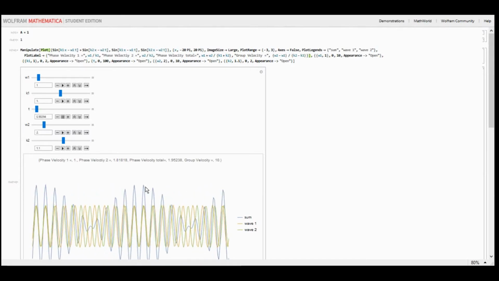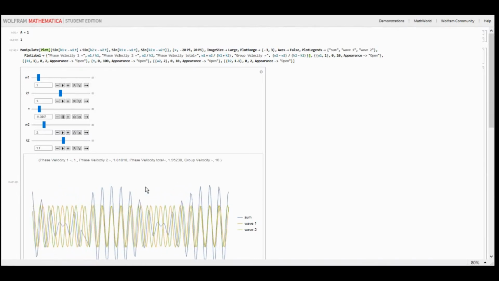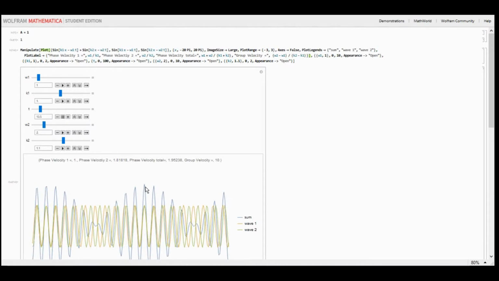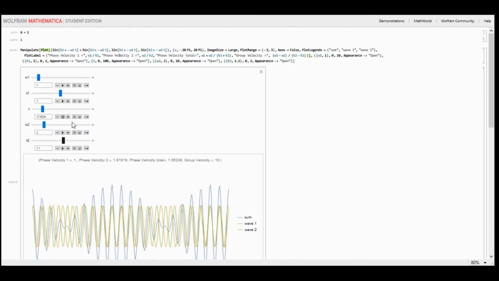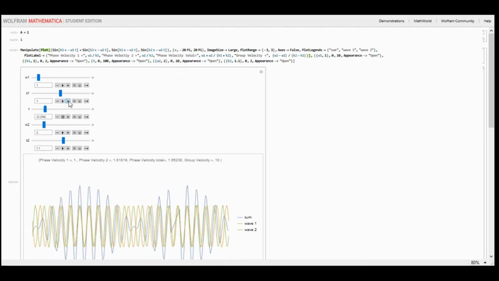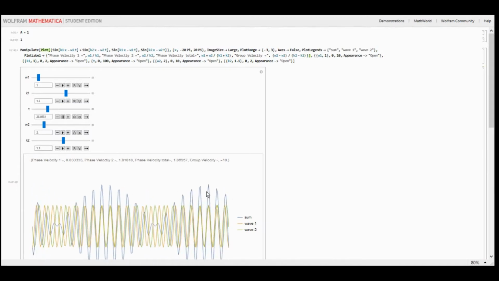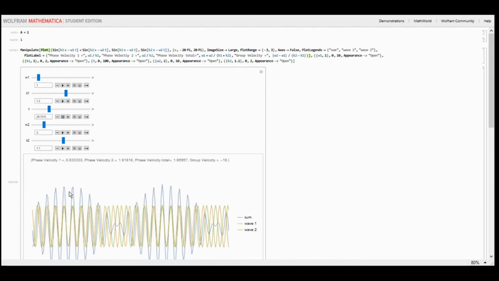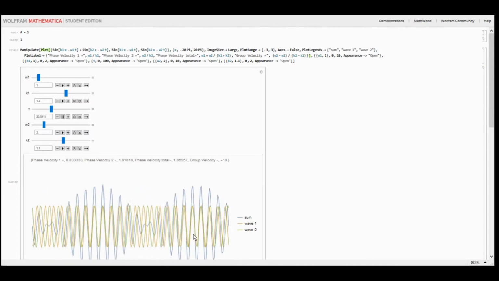Since the group velocity can be bigger than c, you can have an index of refraction less than 1. And, interestingly, you can also have negative indices of refraction, because you can have negative group velocities. So if we make k1 larger than k2, now we have a negative group velocity. The envelope's traveling to the left, while all the other waves, phase velocity included, are traveling to the right.